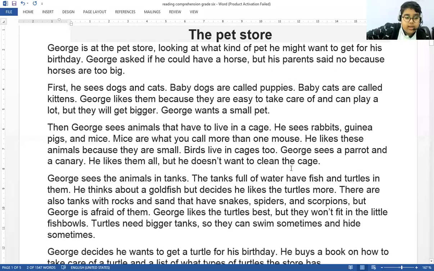So now all of these animals are put in a cage. But the next one, George sees the animals in the tanks full of water. Fish and turtles.